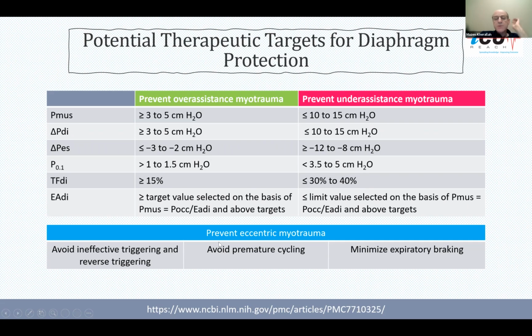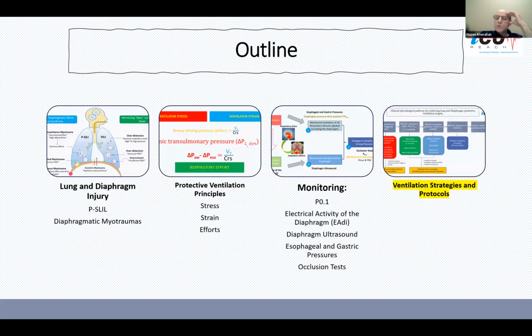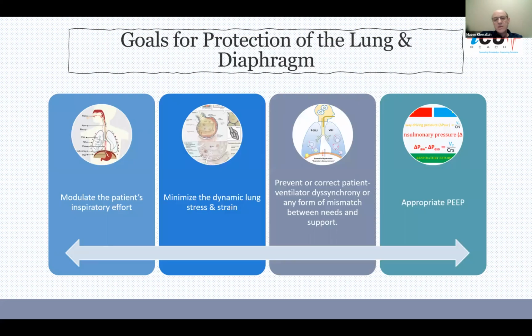At the same time, you need to prevent eccentric myotrauma by avoiding ineffective triggering and reverse triggering, avoiding premature cycling, and minimizing expiratory braking. We're going to dedicate more sessions to that. This is evolving evidence in critical care, and you all need to be aware that this is what's happening.